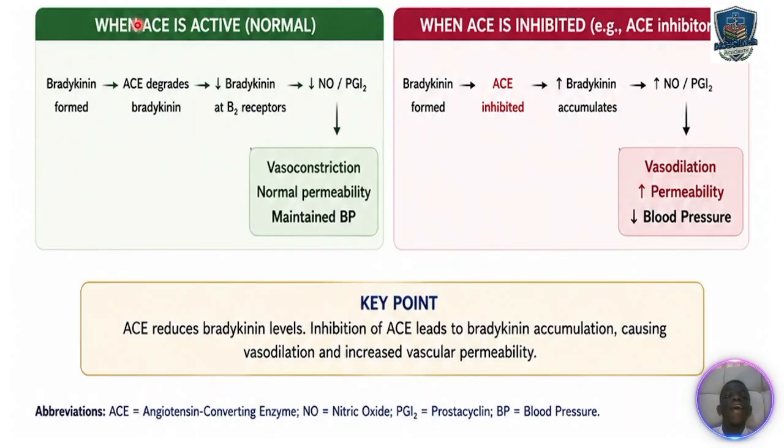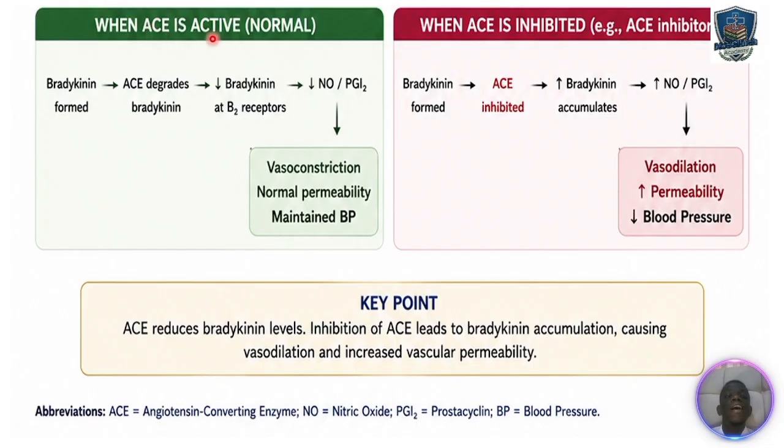Now, ACE stands for angiotensin converting enzyme. You can see down here we have our abbreviations. ACE stands for angiotensin converting enzyme, NO stands for nitric oxide, PGI2 stands for prostacyclin, and BP stands for blood pressure, obviously. Now, you have a green side and a red side.